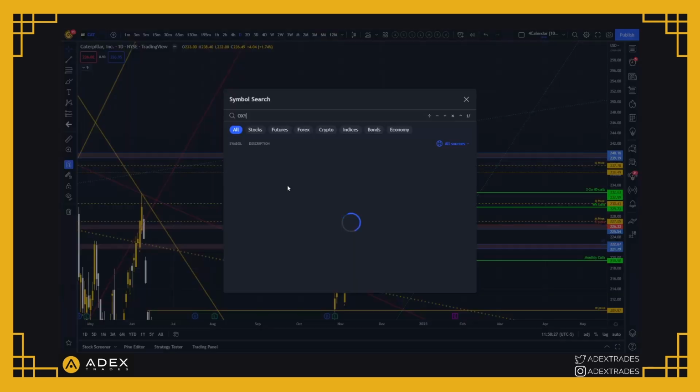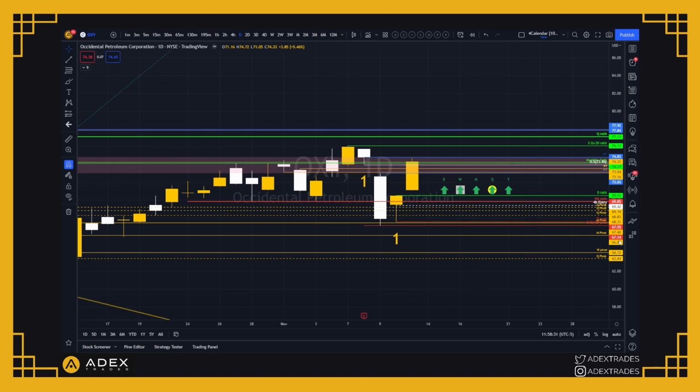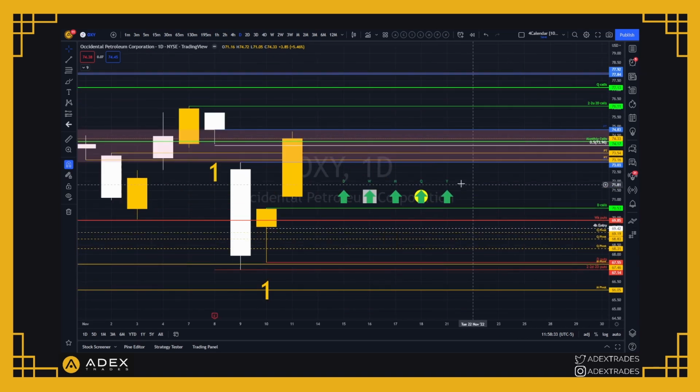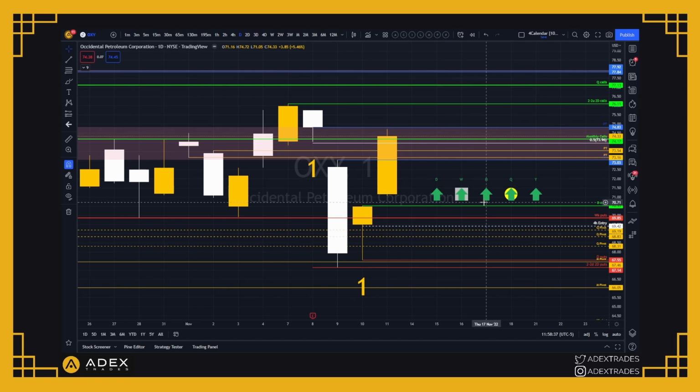What else do we take? Oxy. Like I'm telling you, inside day. If you guys want to know how I pick my setups, I just look for gaps. Oh, you have an inside day and you have a gap to the upside, boom, gap fill target, you're in.